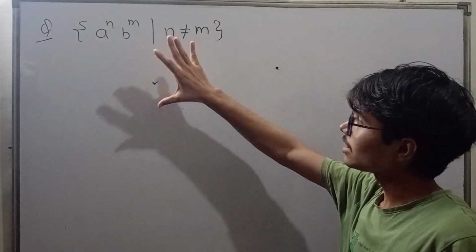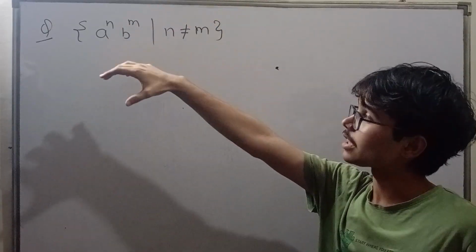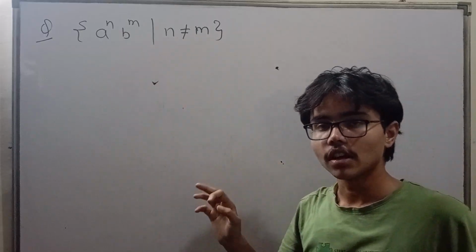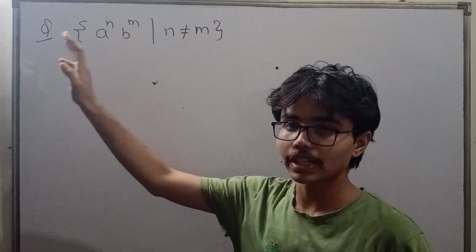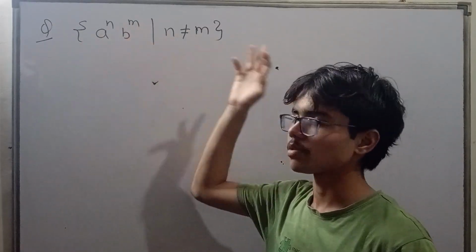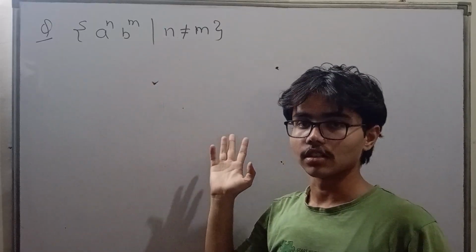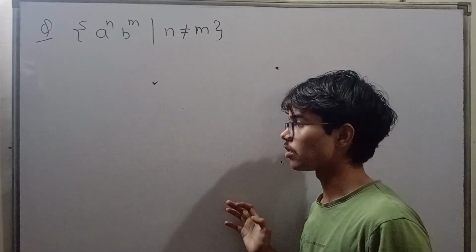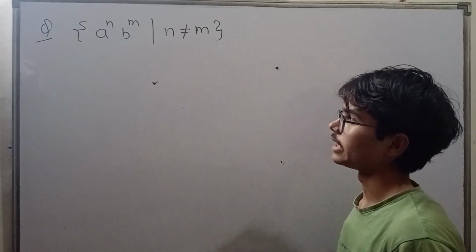What is being said here is, this language is saying a power n, b power m. This is similar to the previous, but different. How differently? Because n and m are not equal. If something is not equal, that means either a must be greater or b must be greater. Like a is greater than b or b is greater than a, but it is not a case that n and m are equal. So either a is greater or b is greater.